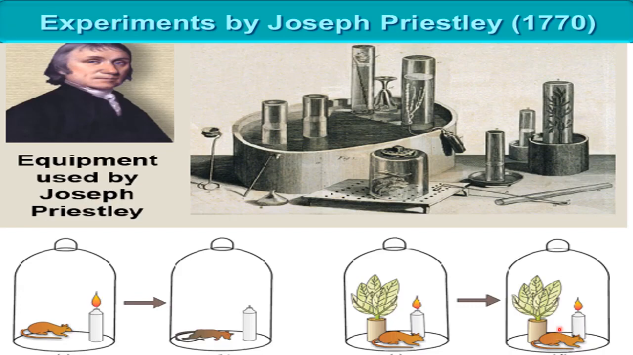So this hypothesis was given by Priestley on the basis of this experiment that plants restored to the air whatever breathing animal and burning candle are using. Whatever oxygen is removed by a burning candle, as you know, for burning also oxygen is required, and for breathing also, right? So whatever oxygen is removed by these, that is restored by the plant. It means plants are releasing oxygen, right? So it was hypothesized by Joseph Priestley.